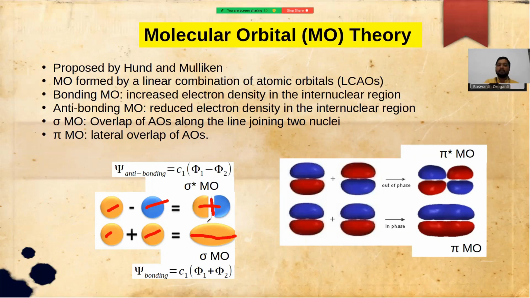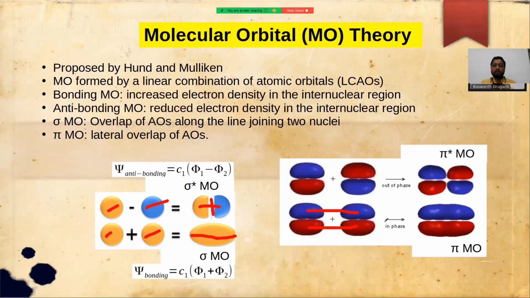Further, we can classify the orbitals into sigma molecular orbitals and pi molecular orbitals. As we have just seen, if two s orbitals combine, we can have only sigma molecular orbitals, sigma bonding as well as sigma anti-bonding, that is sigma star molecular orbitals. But if we consider two p orbitals, if there is sidewise overlap, like shown on the right hand side, then we can have pi molecular orbitals.